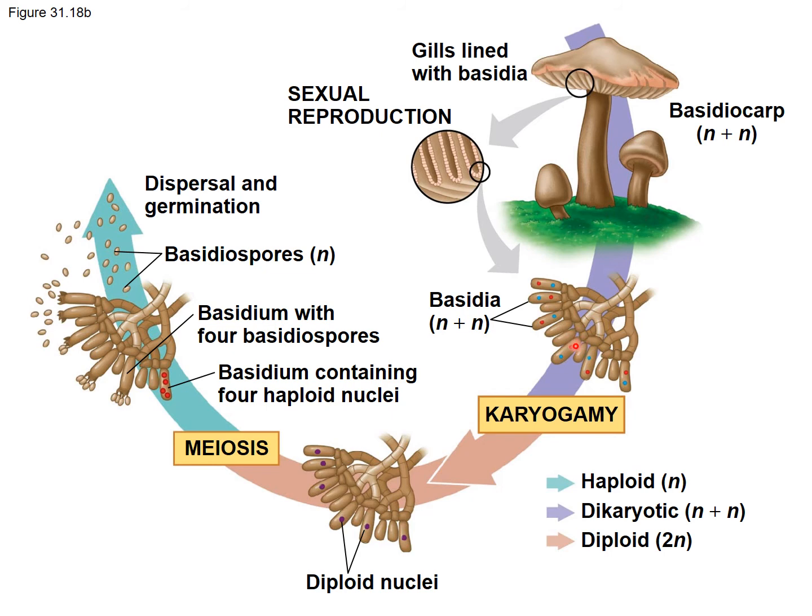Eventually, these haploid nuclei are going to fuse during the process of karyogamy, and this is going to form diploid nuclei. These diploid nuclei will eventually undergo meiosis to produce 4 haploid spores. Now, these are haploid nuclei at this stage right here.